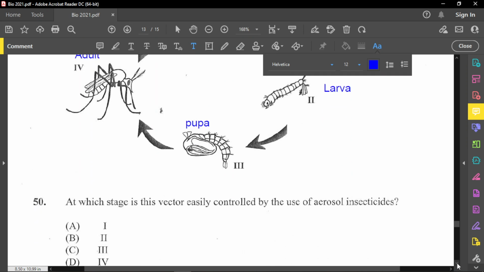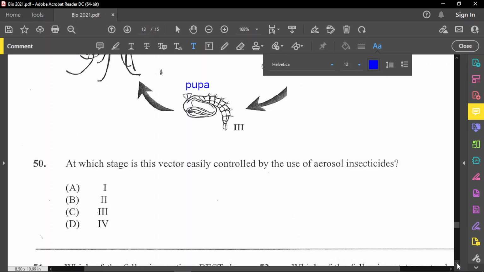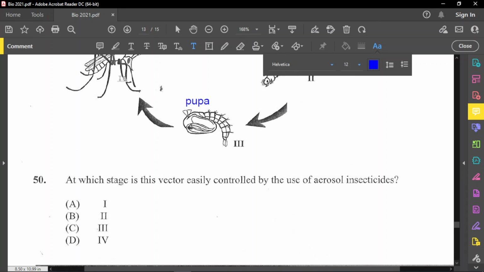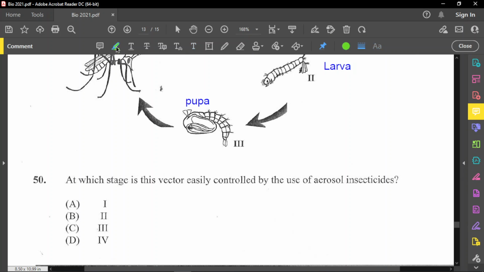Here they said, at which stage is the vector easily controlled by the use of aerosol insecticides? And aerosol means that you can spray it and fumes or gases come out in the atmosphere, the air, really. Just to point this out, the eggs, larva, and pupa will be found in water. So the one that will be in the atmosphere, in the air, flying around, is the adult. So definitely the last stage. So 50 has to be D, which is the adult mosquito. Just spray them, they fall, they die.